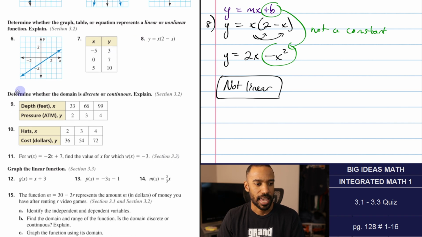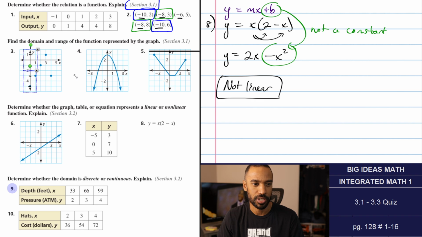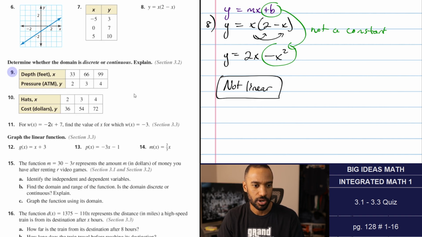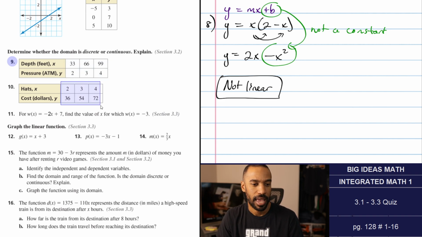All right, numbers 9 and 10, determine whether the domain is discrete or continuous, explain. Now, I already made a statement about this when it came to graphs. We said this was discrete versus these were continuous here, right? But those were on graphs. These are not graphs, and even if we plotted these points, which are a little out of reach from what I'd want to do, even if I plotted the points, the question is, should I connect them or not? Now, this is all based on context.